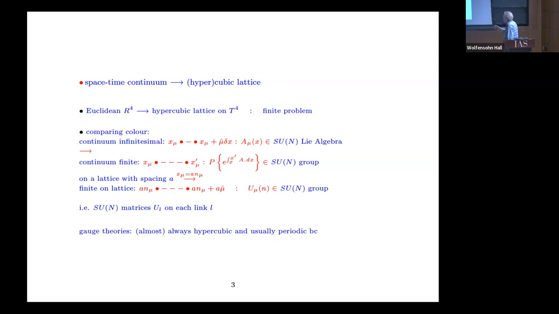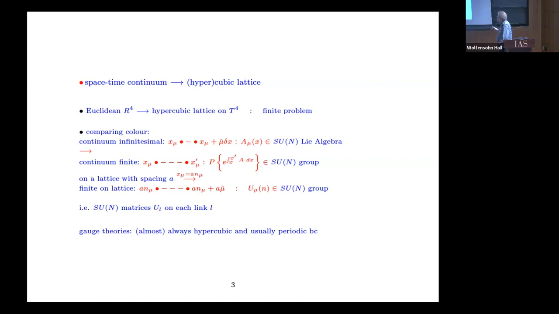Normally what you do is you go from Euclidean R^4 to a hypercubic lattice on a 4-torus. That is to say, you're on a cubic lattice with periodic boundary conditions, making the volume finite. Giving yourself a finite lattice spacing means that you have a finite number of degrees of freedom to deal with, which you can in principle deal with numerically.